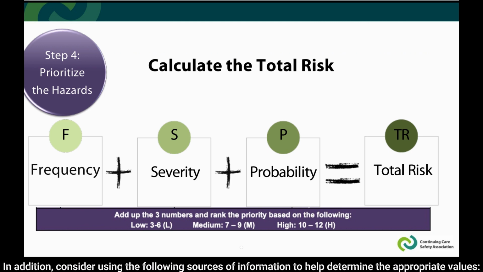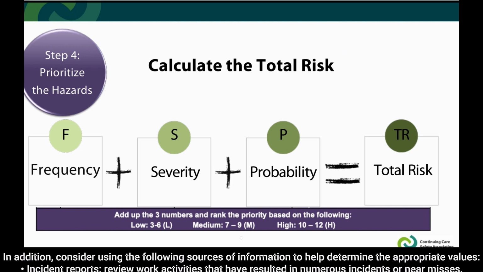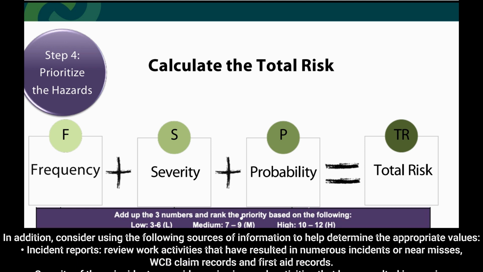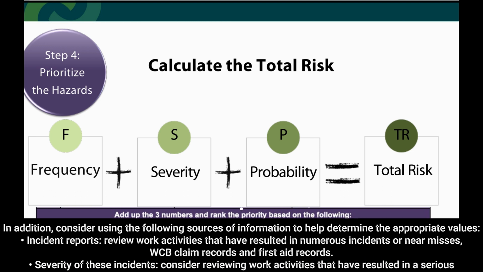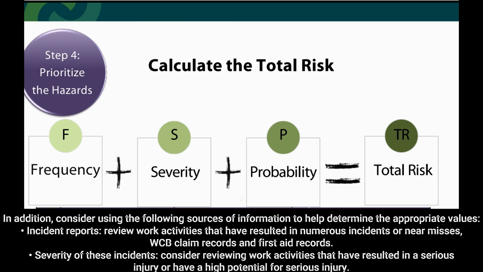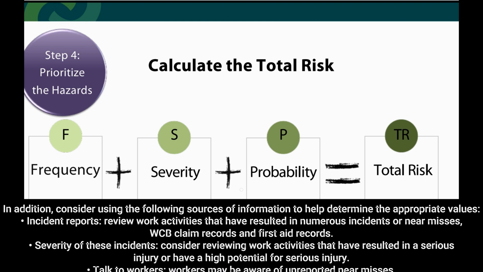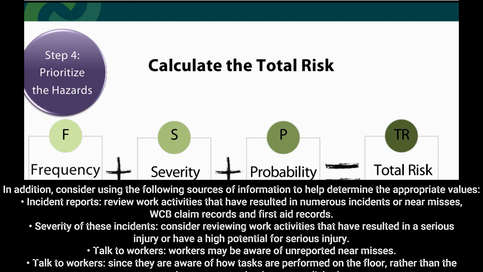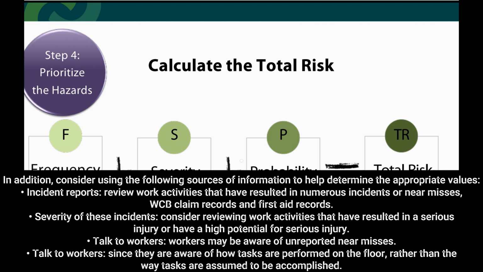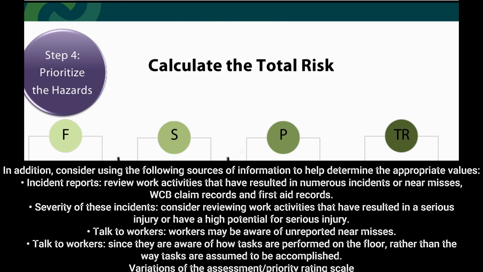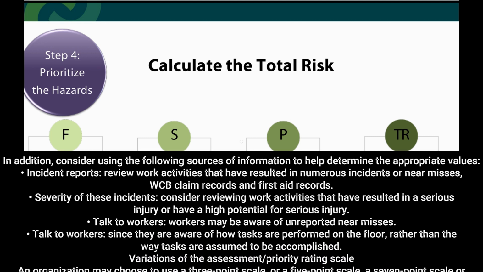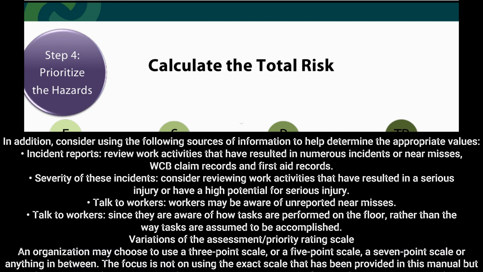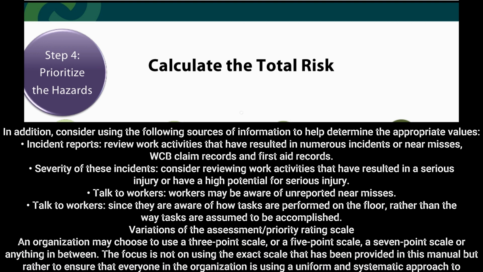Amber: In addition, consider using the following sources of information to help determine the appropriate values. Incident reports: review work activities that have resulted in numerous incidents or near misses, WCB claim records and first aid records. Severity of these incidents: consider reviewing work activities that have resulted in a serious injury or have a high potential for serious injury. Talk to workers. Workers may be aware of unreported near misses. Talk to workers, since they are aware of how tasks are performed on the floor, rather than the way tasks are assumed to be accomplished.